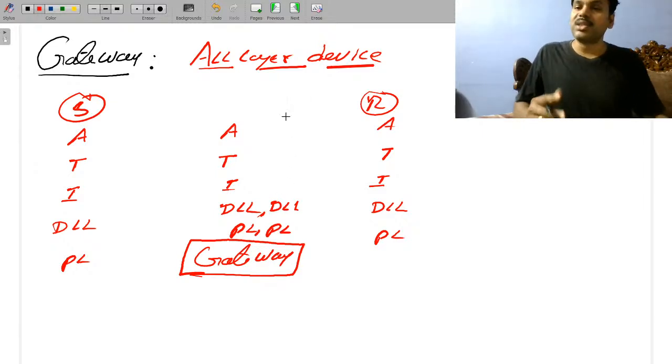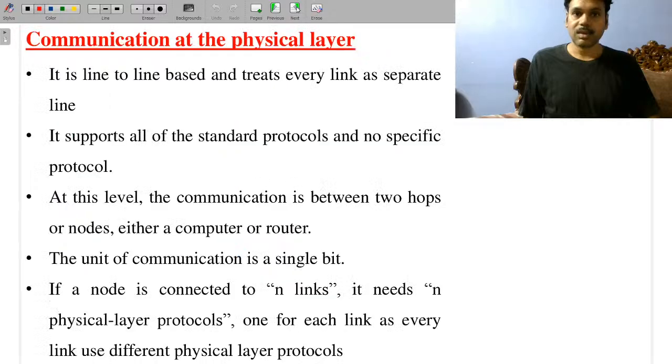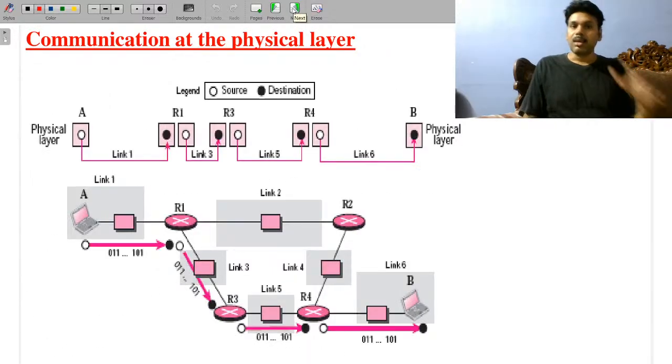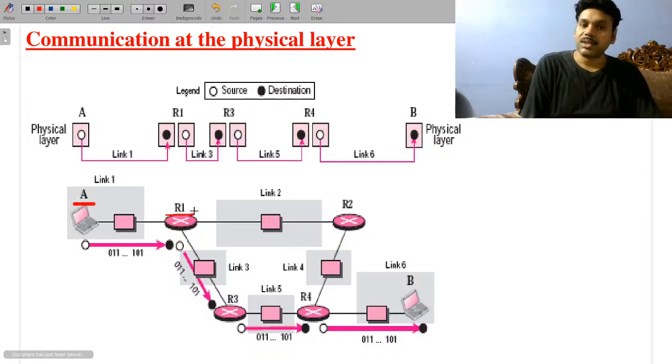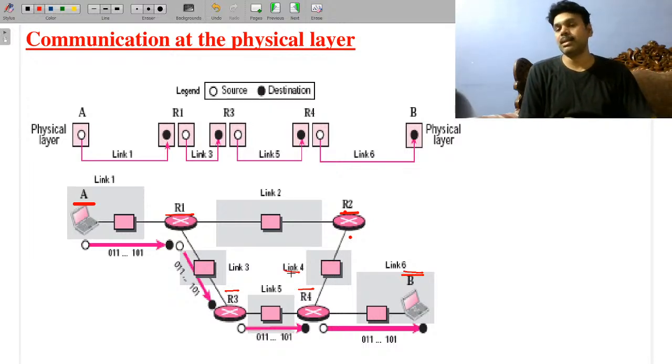Okay friends, how this is organized, I will show with one diagram. This is one of your networks. A to R1 is one link, and R1 to R2 is another link. R1 to R3 is another link. R3 to R4 is another link. R4 to the final destination is another link. R2 to R4 is another link. There are many links.